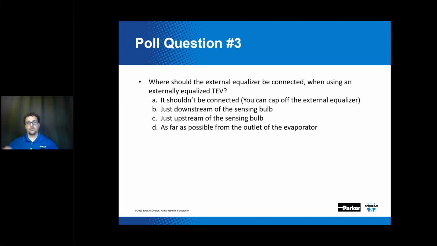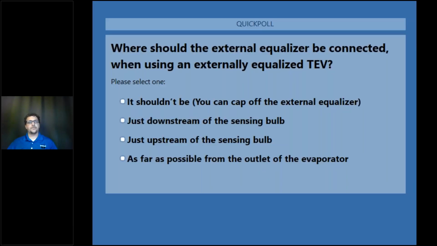All right, poll question number 3, Sean. Where should the external equalizer be connected when using an externally equalized TEV? Option A, it shouldn't be connected, you can cap off the external equalizer. Option B, just downstream of the sensing bulb. Option C, just upstream of the sensing bulb. And option D, as far as possible from the outlet of the evaporator.